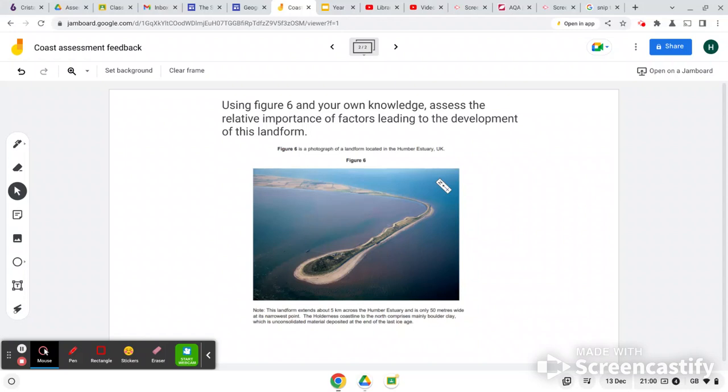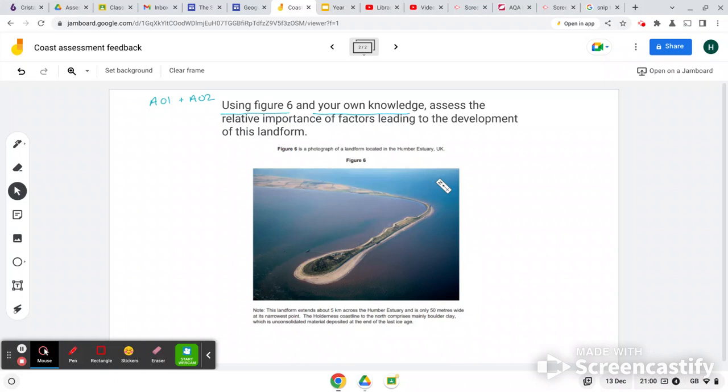This is your other 6-mark question. So this is assessing your AO1 and your AO2 skills. You know this because it says using figure 6 and your own knowledge. You must answer the question. And again, it's a good idea to annotate the question as well as the resource.